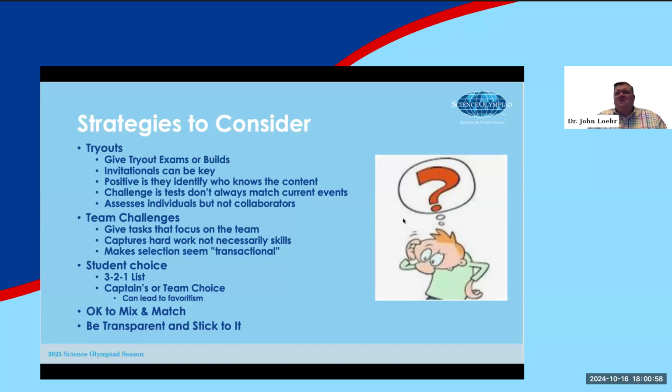Events where the content changes every year, anatomy and physiology, dynamic planet, meteorology, are some examples where the content changes, right? So they may not be the greatest ones to use a test packet for.